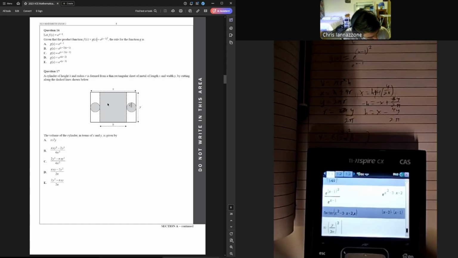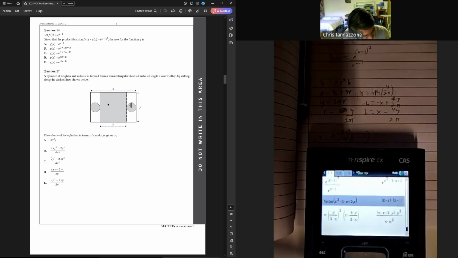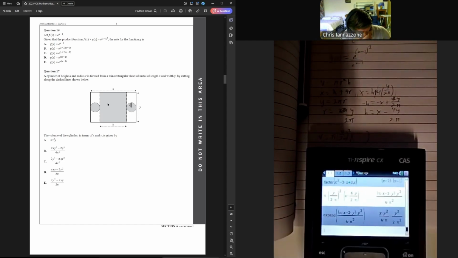x take 4y, so x take 4y, all on 2 pi. Now, I should have put brackets there earlier. That's fine, we'll do it now. And let's compare. So it's done a bit of factorizing there. So you could imagine, let's put that through and expand. Only 3 to expand. Well, okay, it's done a little bit more than just expand, but sure.